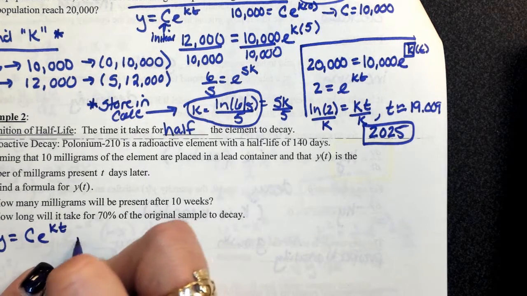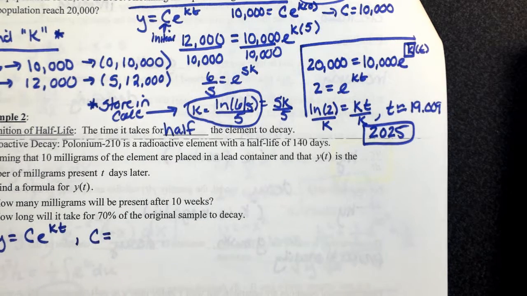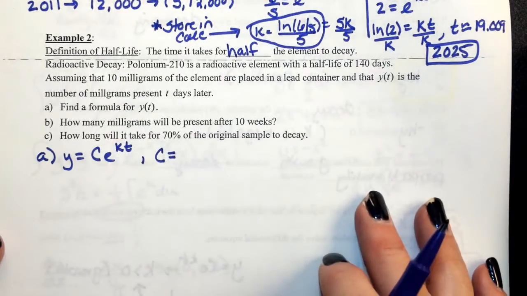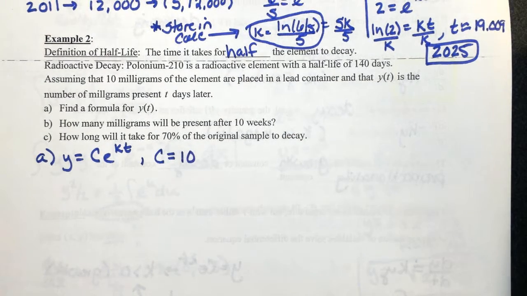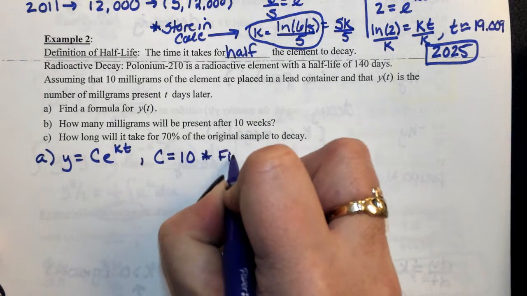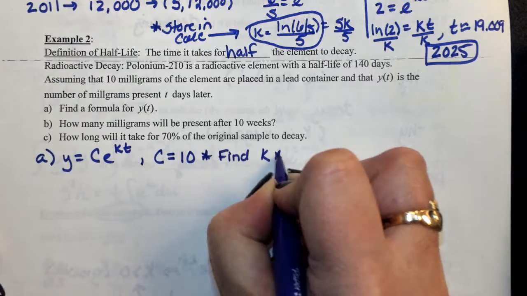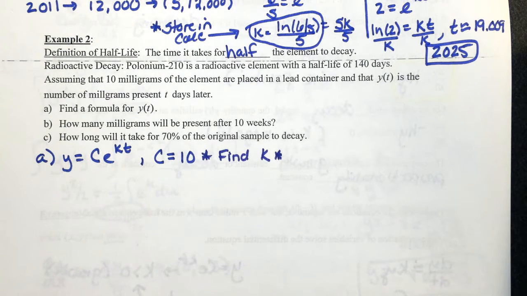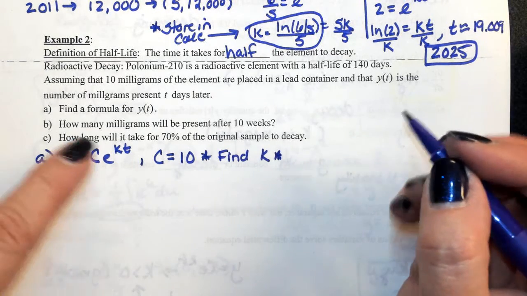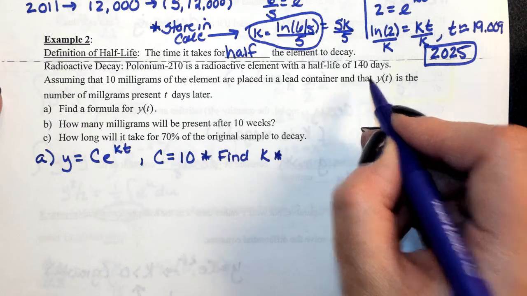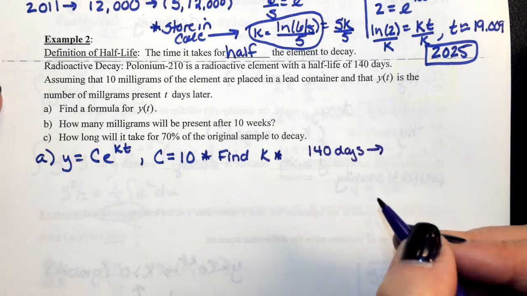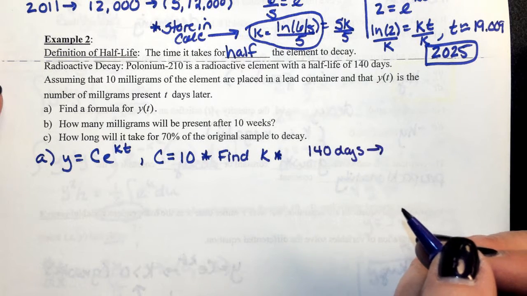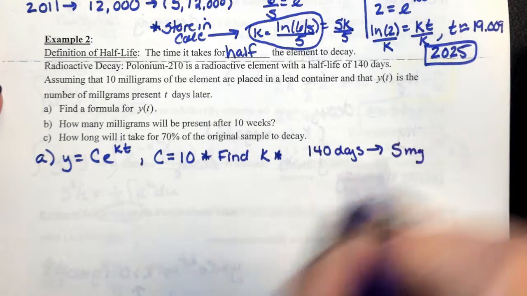Well, first of all, what is the initial amount of polonium that is given to me? The initial amount of polonium is what? 10 milligrams. So I know my C value is going to be 10. So now, the only other thing I have to do, just like all the other problems, in order to write this model, is find k. So now they're telling me that the half-life is 140 days. So in 140 days, how much polonium is going to be left if my initial amount is 10? 5. So I'll have 5 milligrams present.